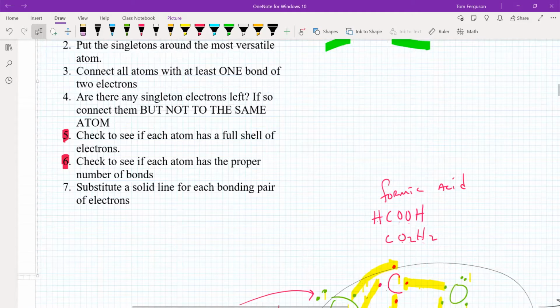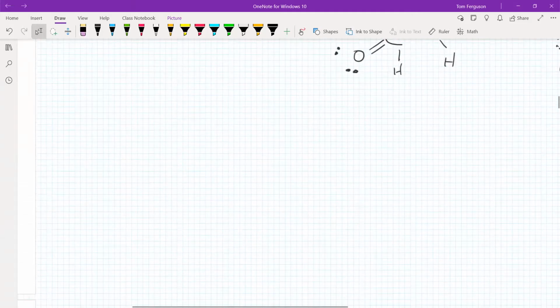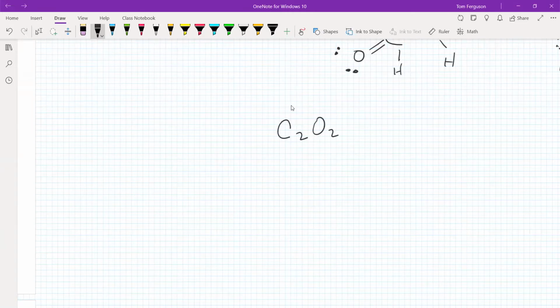Okay, so let's do another example. Now I'm going to do an example where there are going to be two legal structures. C2, O2, H6. Draw a Lewis structure. Now I'm going to ask you to draw two legal Lewis structures for this one. So let's start with one of them.